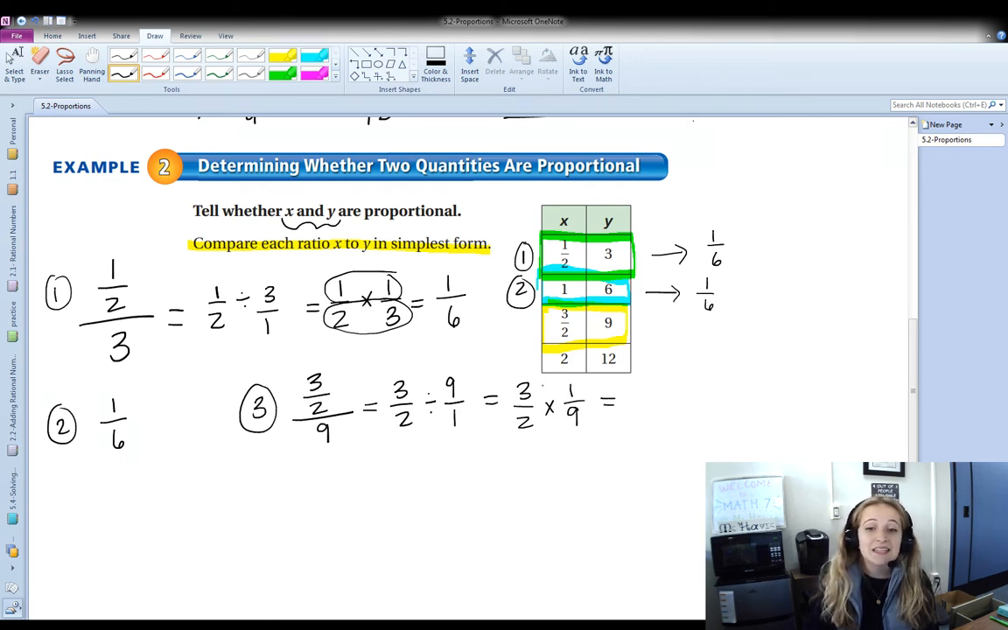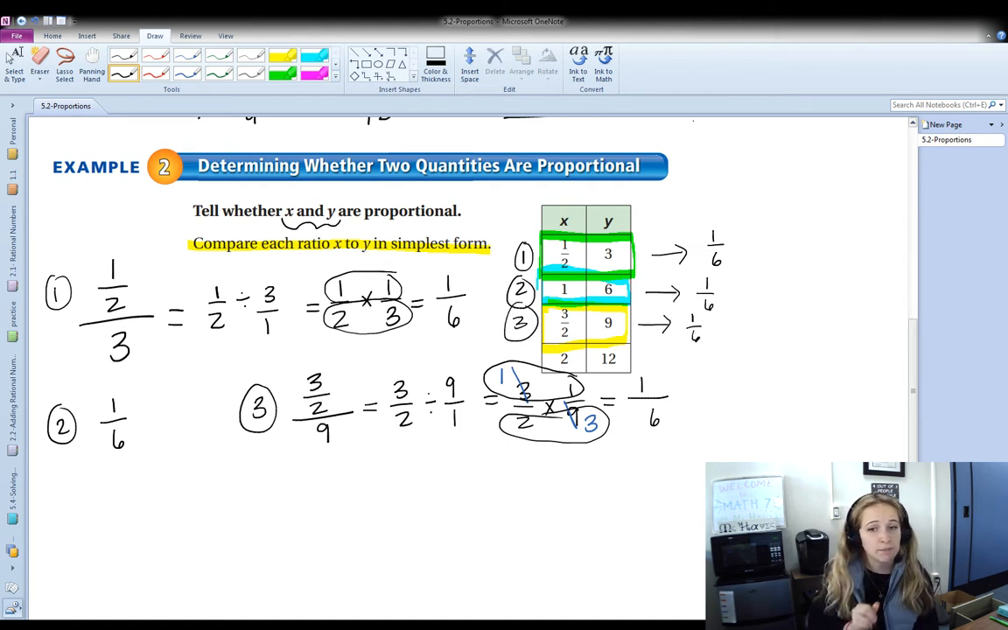Okay? That's going to give us, so before we go any further, can we cross cancel? Well, the 3 and the 9, we could cross cancel. We could divide both of them by 3. So 3 divided by 3 will give me 1. 9 divided by 3 will give me 3. Okay, and then finally, we do our multiplying fractions rule, which is numerator times numerator, denominator times denominator. 1 times 1 will give me 1. 2 times 3 will give me 6. Therefore, this third box right here is also 1/6. So far, so good. So far, they are proportional.